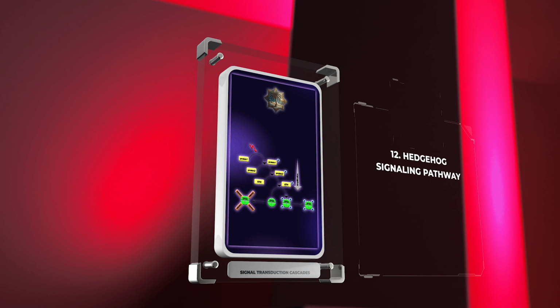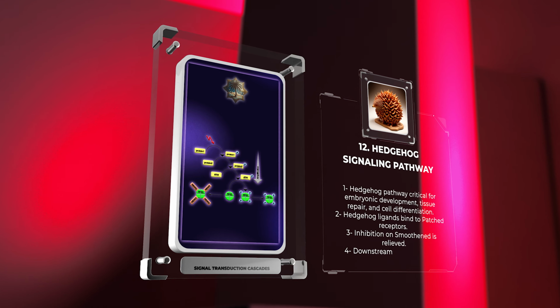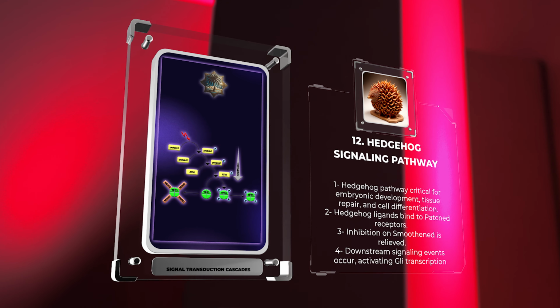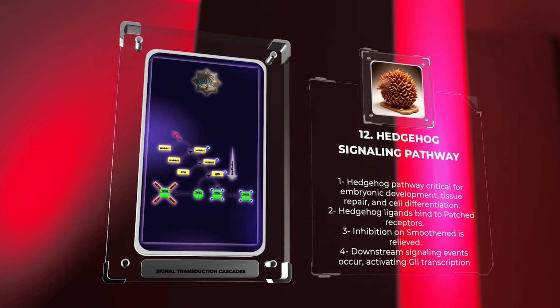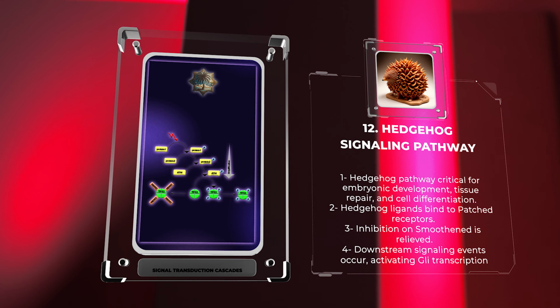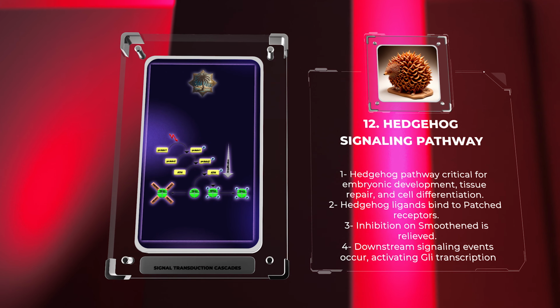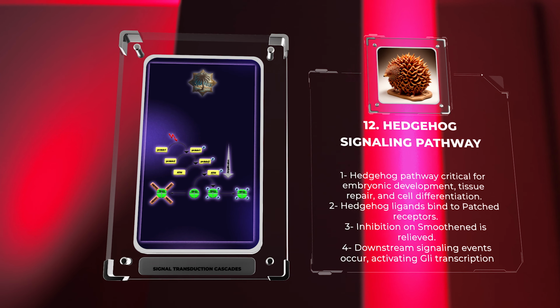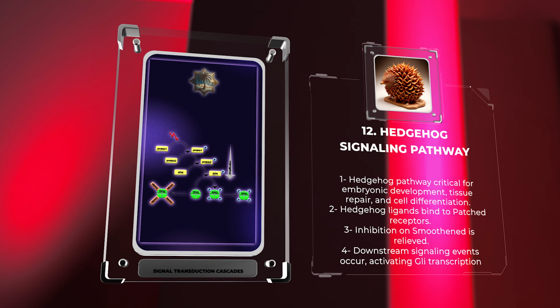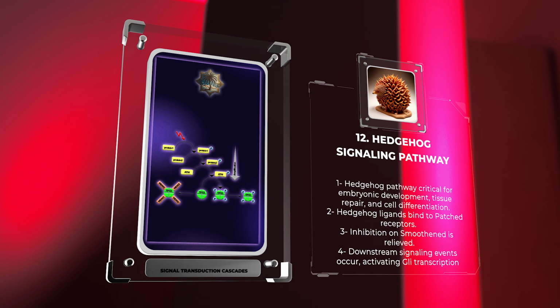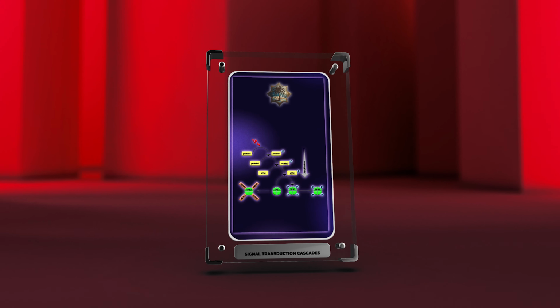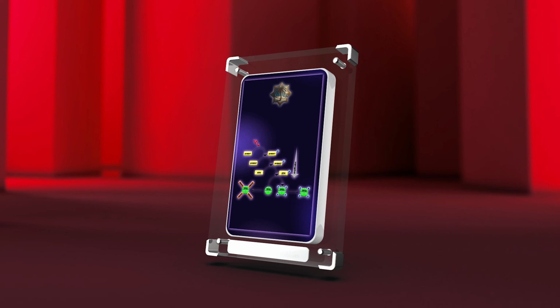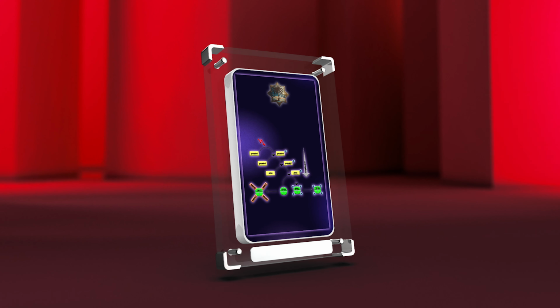The hedgehog pathway plays critical roles in embryonic development, tissue repair, and cell differentiation. Hedgehog ligands bind to patched receptors, relieving their inhibition on smoothened. Activated smoothened then initiates downstream signaling events, resulting in the activation of glioma-associated oncogene, GLI, transcription factors and the regulation of target genes.